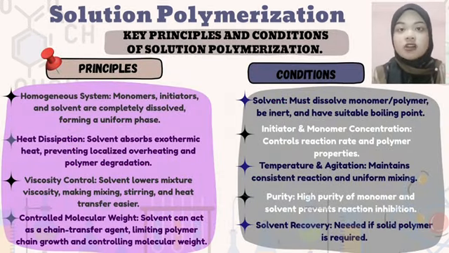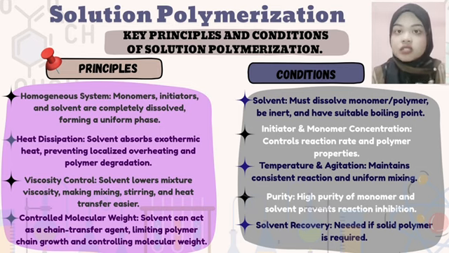First, the reaction occurs in a homogeneous system, where the monomers, initiator, and solvent are completely dissolved and form a uniform phase. Next, the solvent plays an important role in heat dissipation. It absorbs the exothermic heat produced during polymerization, which helps prevent overheating and polymer degradation.